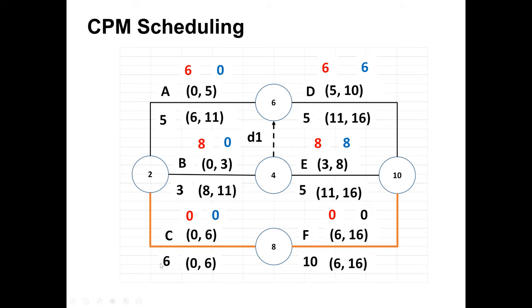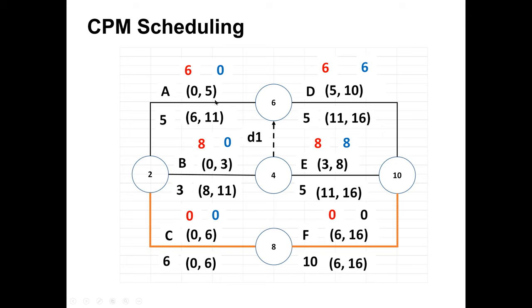So the duration for C is 6, and 6 minus 6 is the late start for C, which will be 0. But for B, there are two following activities, one is E and the other is D. Because we are doing the backward pass, the 11 for D is also 11 for E, so this 11 will come here, and 11 minus the duration of B, which is 3, gives us 8.